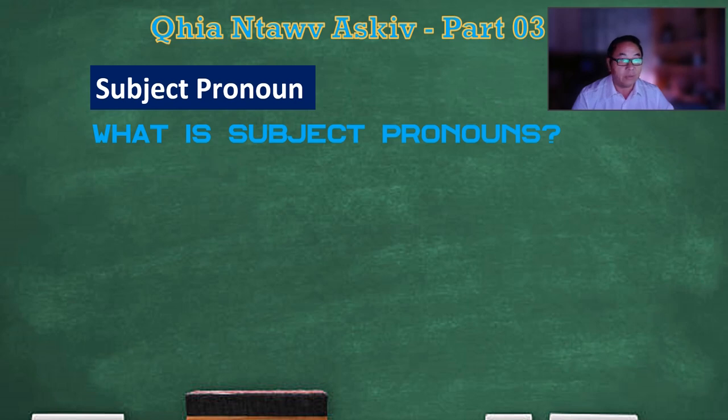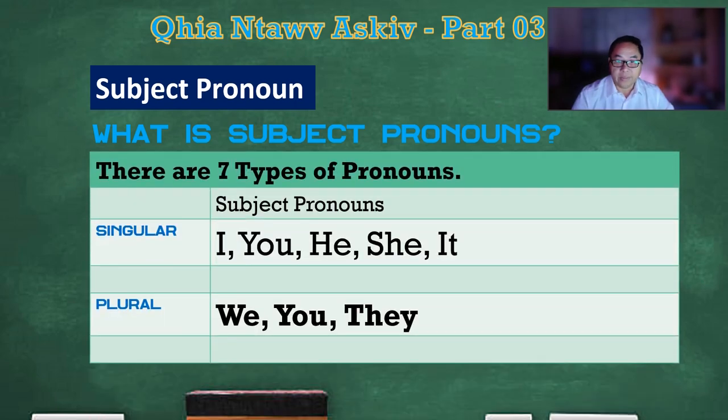What is a subject pronoun? There are 7 subject pronouns. The singular ones are I, you, he, she, it. The plural ones are we, you, and they.